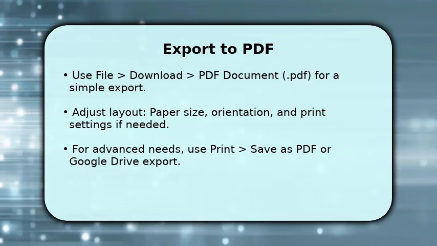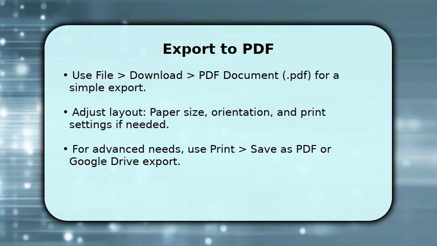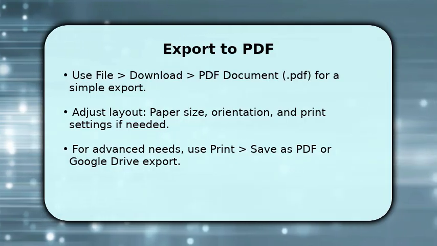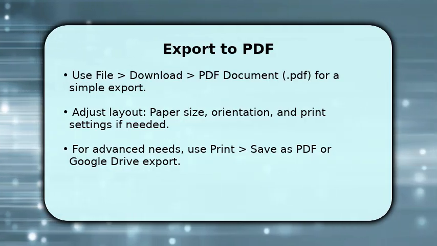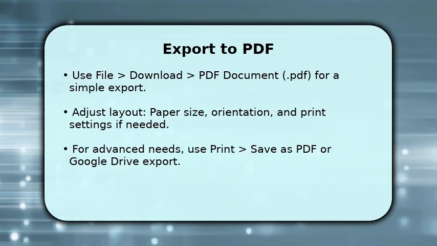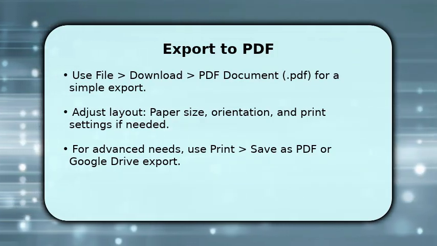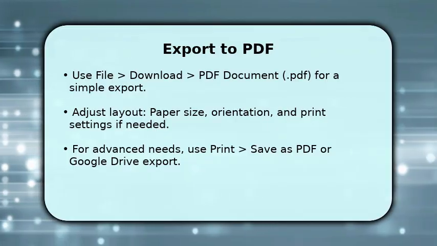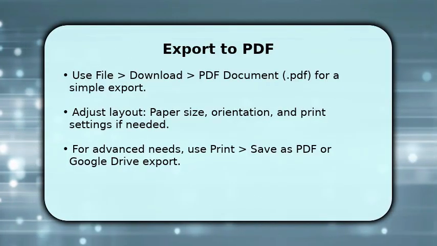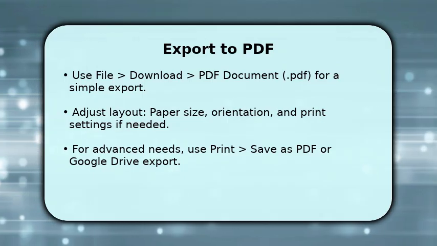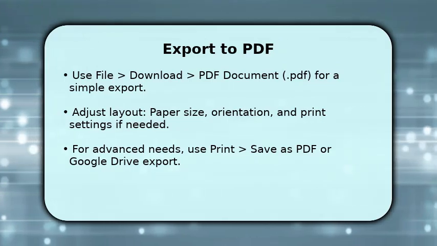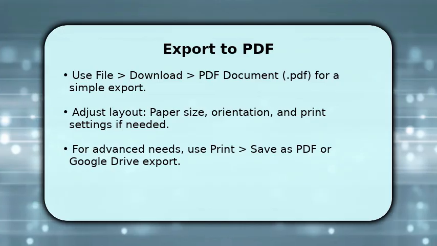If you need custom layout, choose Print and change paper size or orientation, then pick Save as PDF. This gives more control over margins and scaling. Once you select Download, Docs converts fonts and images into the PDF container. This preserves appearance across devices. If you access the document via Google Drive, you can also right-click and export to PDF to accomplish the same.